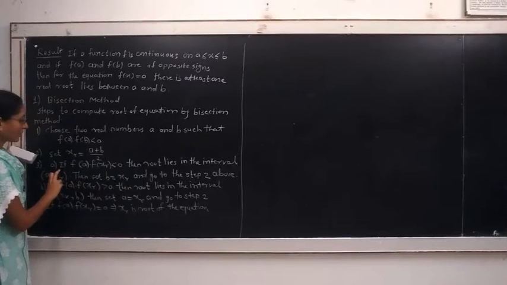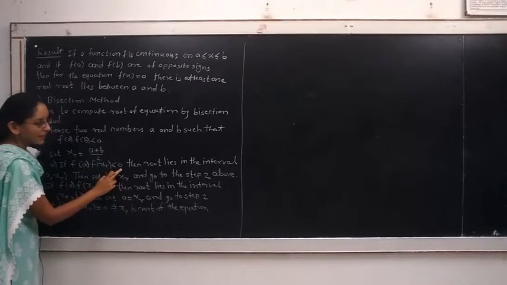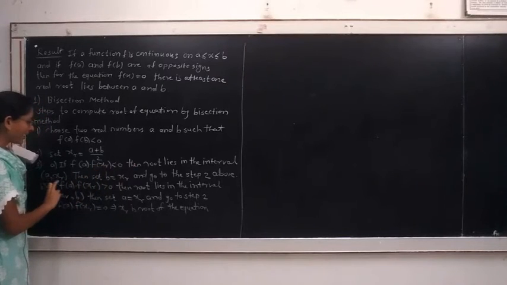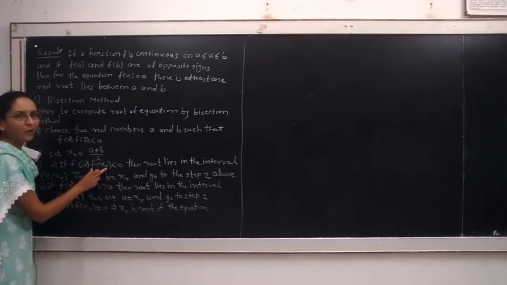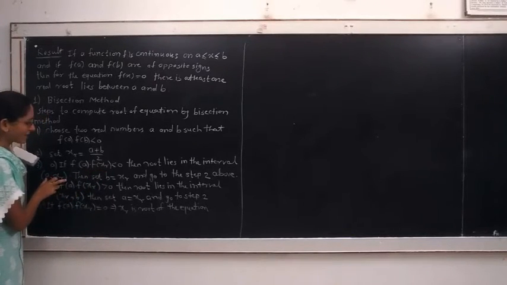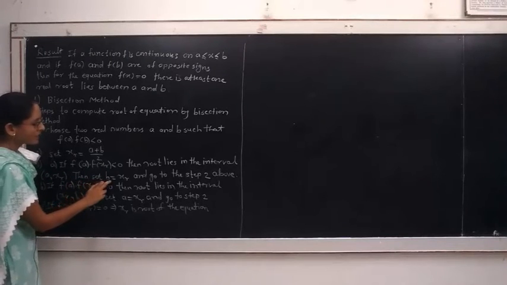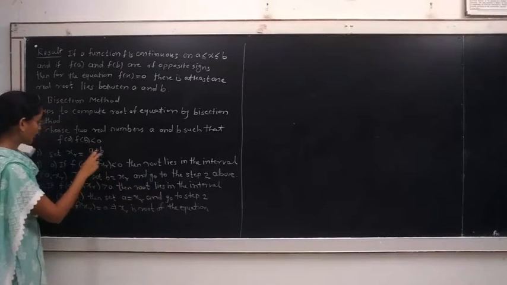In the third step, if f(a) times f(x_r) is negative, then the root lies in the interval a to x_r. If f(a) and f(x_r) have opposite signs, then the root lies between a and x_r. Then set b equal to x_r and go to step number 2 above.